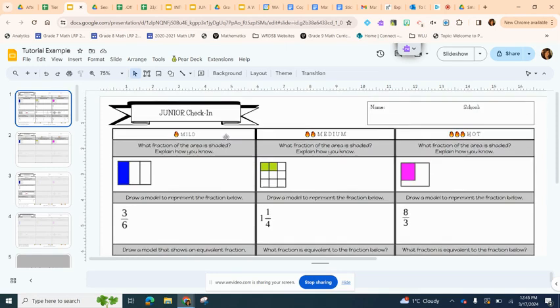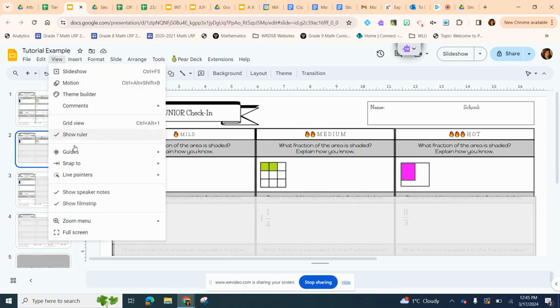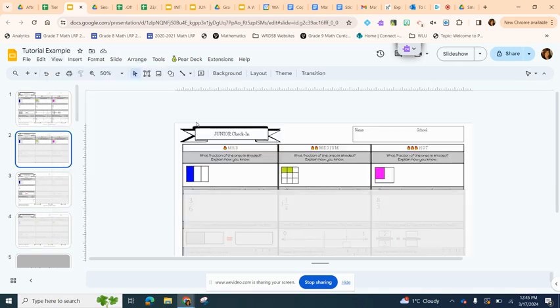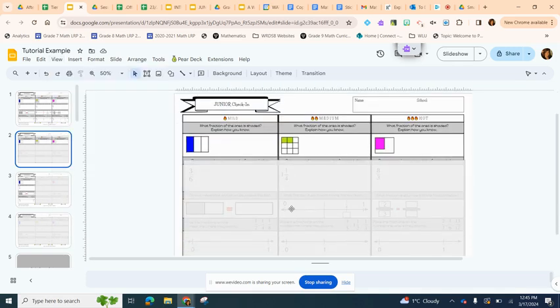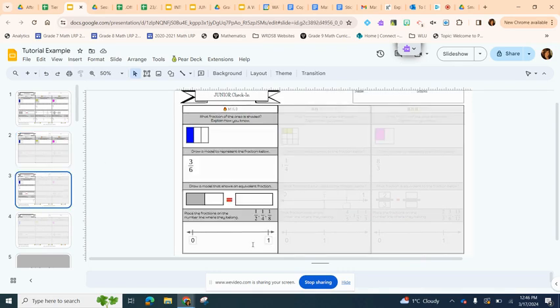If this feels overwhelming to some of your students, you can always fold the tracking sheet so that students do not see all of it at one time. And you can fold it either horizontally, so they only see one row at a time, or you can fold it vertically so they only see one column at a time.